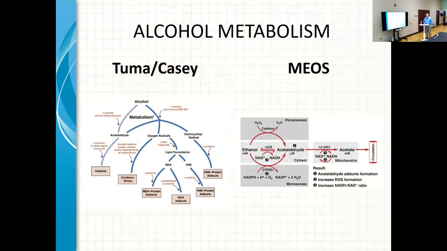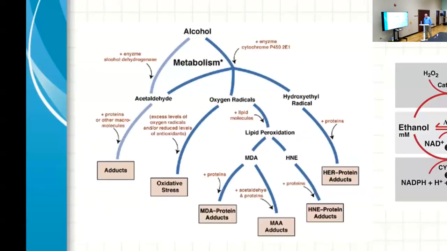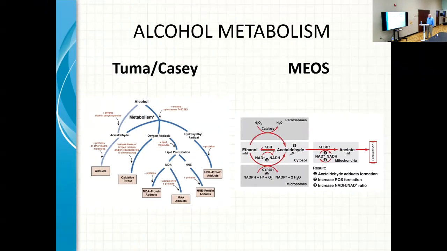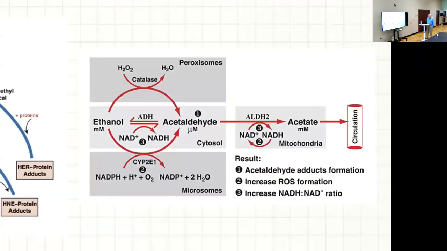These are the two forms of alcohol metabolism. The one on the left is called the Tumakase flowchart, named after the two scientists that were able to develop that. Slide over to the right, Trina. The other one is called MEOS, a very scientific name, and to keep Doug happy, I'm not even going to mention it, but it's just called MEOS.